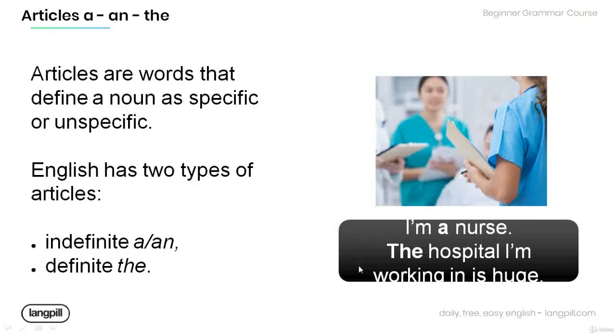Let's have a look at the example over here. A nurse. The hospital I'm working in is huge. Now the article a defines the noun nurse, which is unspecific. And the article the defines the noun hospital, which is specific.